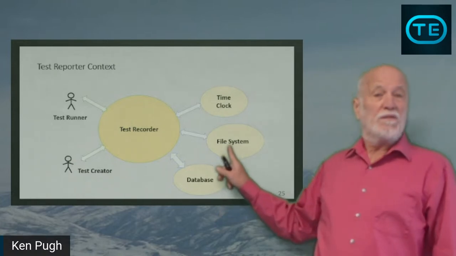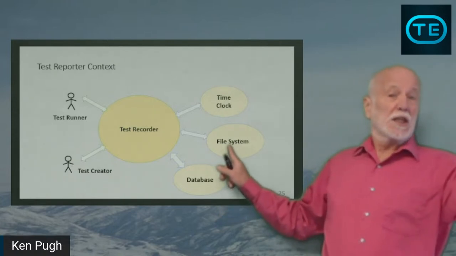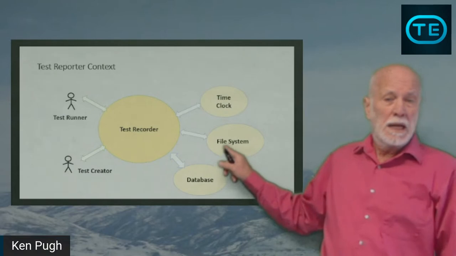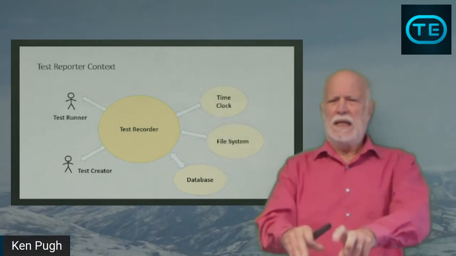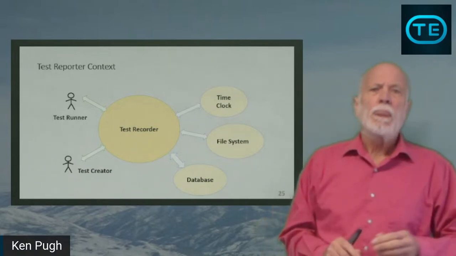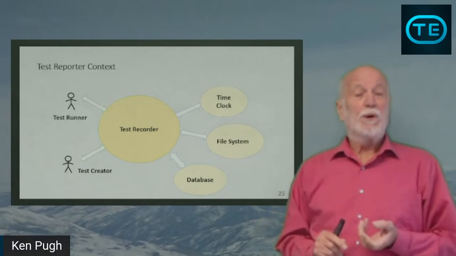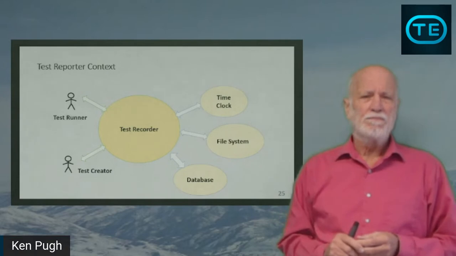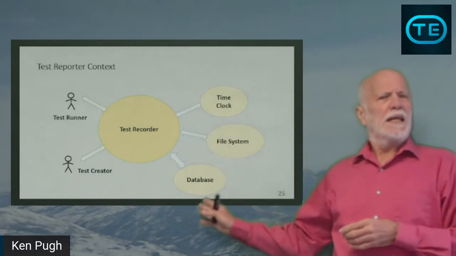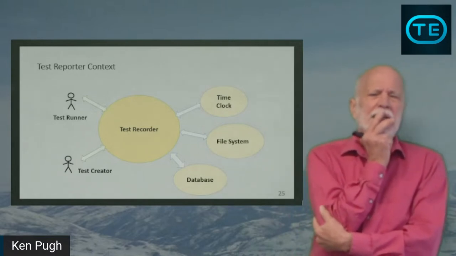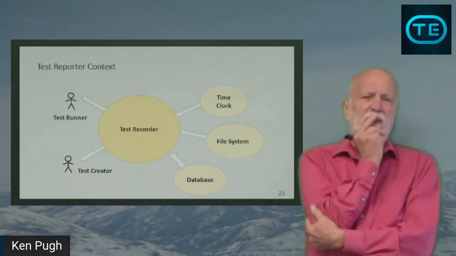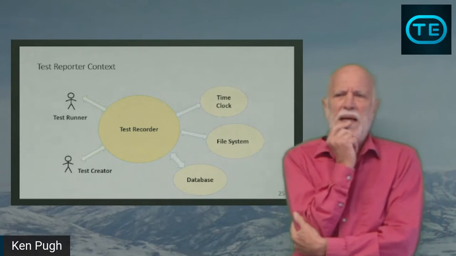It's going to talk to a file system where we store the test scripts. And we're going to have a time clock. That time clock is the system clock that it's going to input when the test is run. Now, the reason I like to do this context diagram is that all of a sudden it goes, well, I may need some test doubles for these. And we're going to come back to that in a little bit.